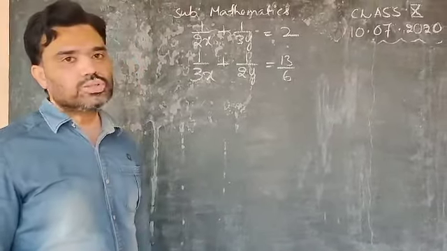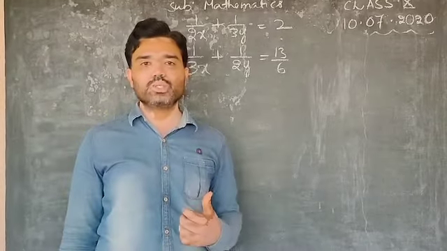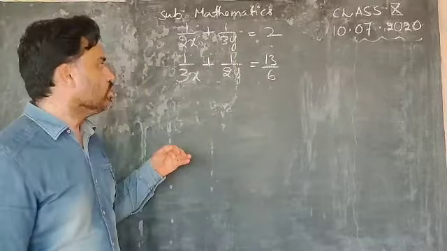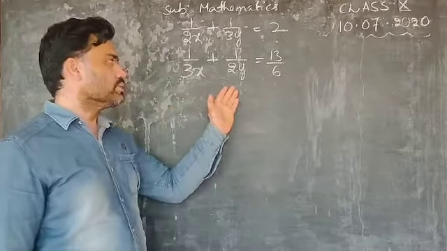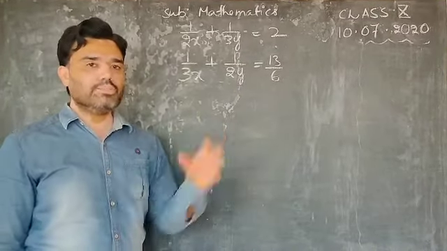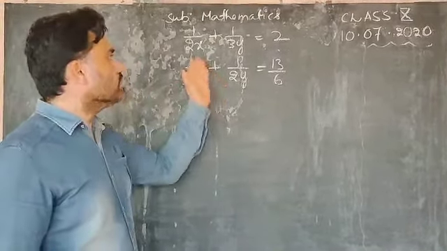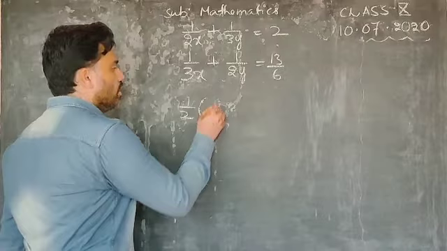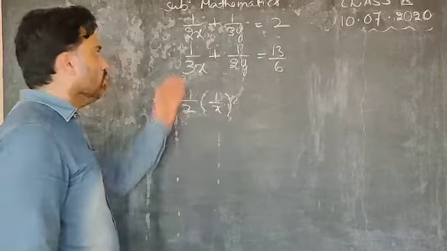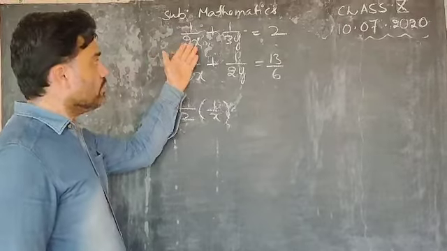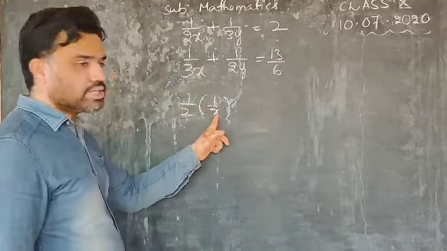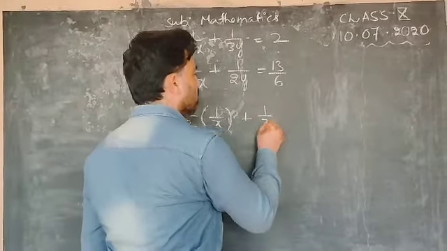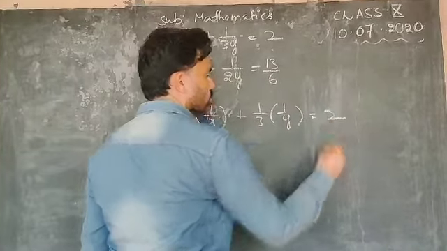Okay, children. Now you have to solve this equation. This is the last exercise in this chapter. Okay, 1 by 2x plus 1 by 3y is equal to 2. See, when you look at these two equations, like 1 by 3x plus 1 by 2y is equal to 13 by 6, when you observe this, okay, the denominators we have are the same. Are you getting my point? So that's why 1 by 2x can be written as 1 by 2 into 1 by x. 1 into 1, 1. 2 into x, 2x. 1 by 2x can be written as 1 by 2 into 1 by x plus 1 by 3 into 1 by y is equal to 2.